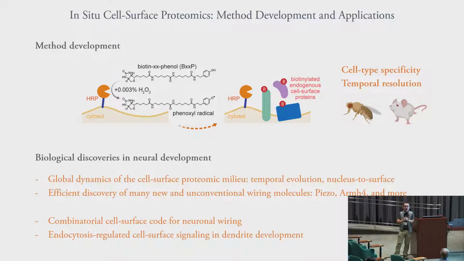And the fly one, because genetics is robust, we actually did a screen and found quite a few novel peptidases or proteases that control neuronal development process.